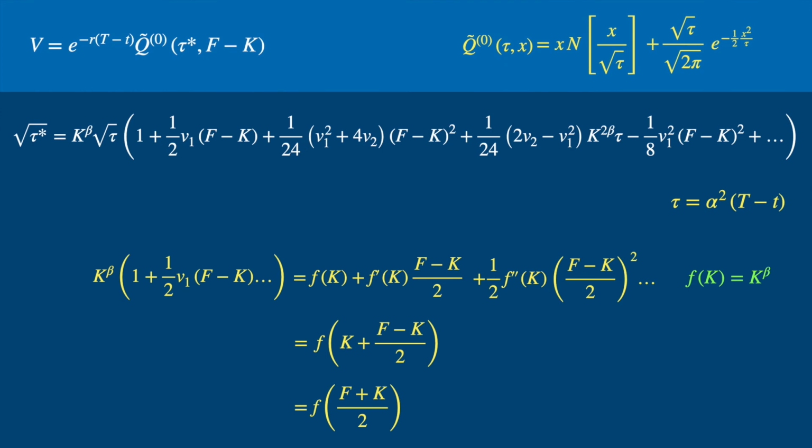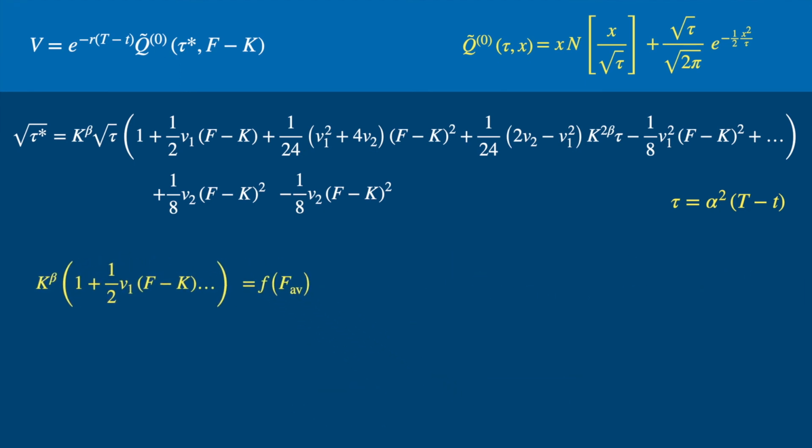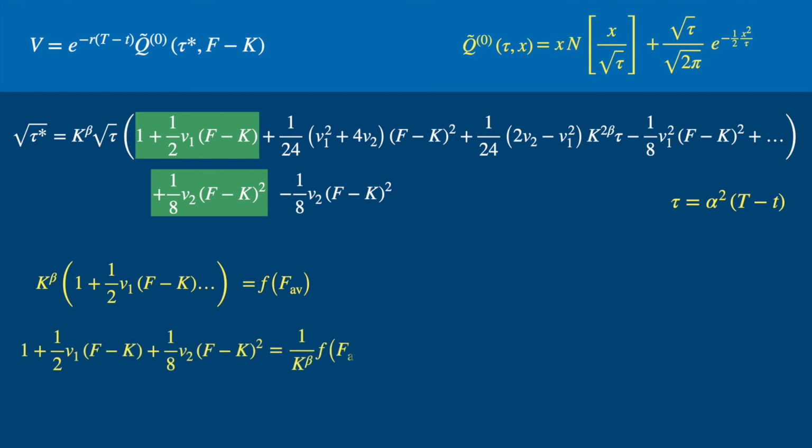And we represent this average of f and k by f underscore av. And you know the function f just means raise the argument to the power beta. We are missing the second order term in our equation, so we add and subtract this term. It is the same expression in terms of v2. Don't forget we have k to the power beta outside the brackets. So the sum of these three terms is essentially f of average of f and k.